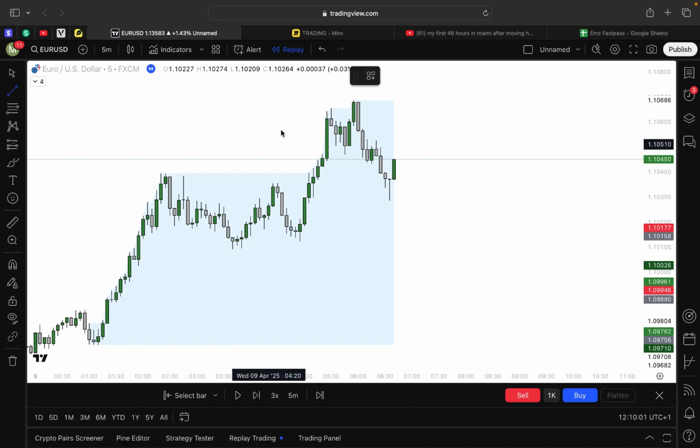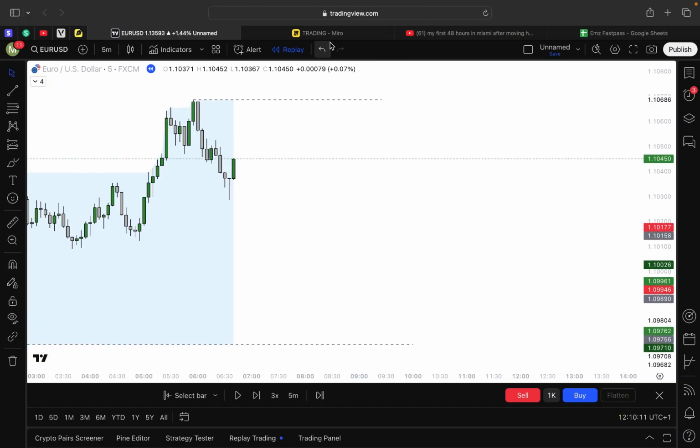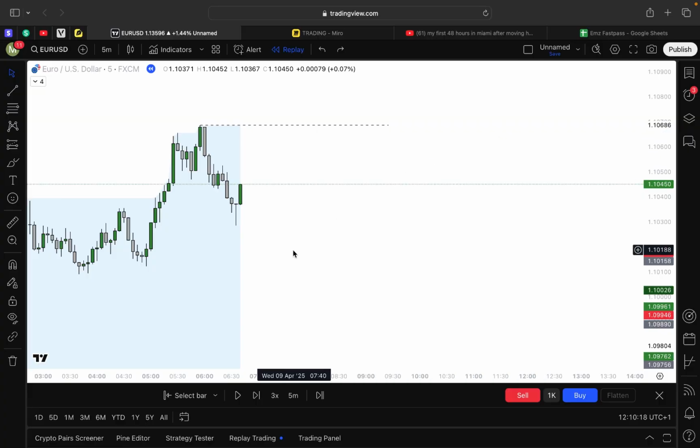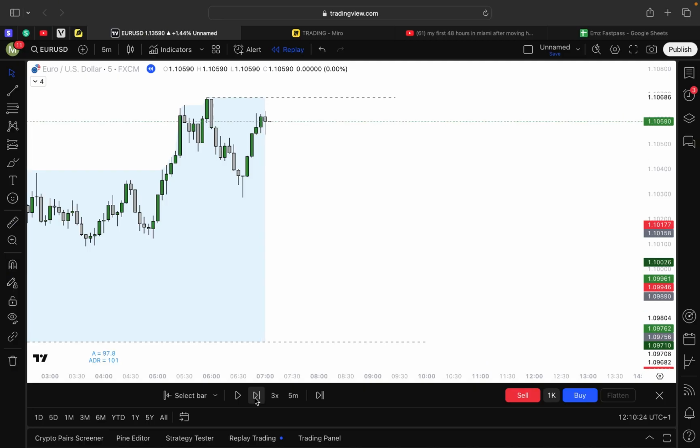But what you need to do is mark out the highest point, which is right here, and you mark out the lowest point of Asian session. Okay, once I've done that, that's the highest point and that's the lowest point. Once we've done that, what we need to do now is identify which part of price is actually liquidated, right? So if I move this over, which part of price actually gets mitigated by price right here? Is it the highs or is it the lows?